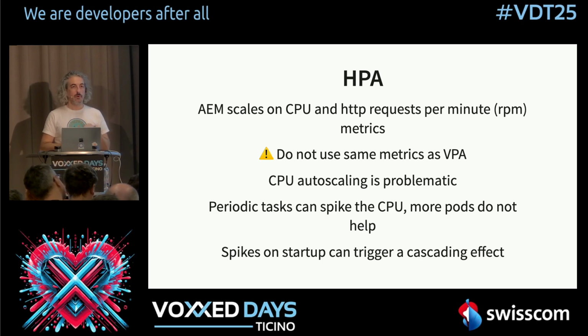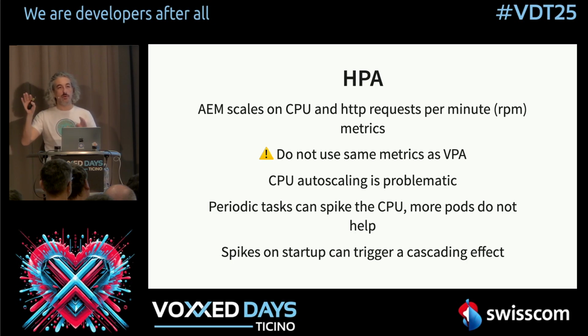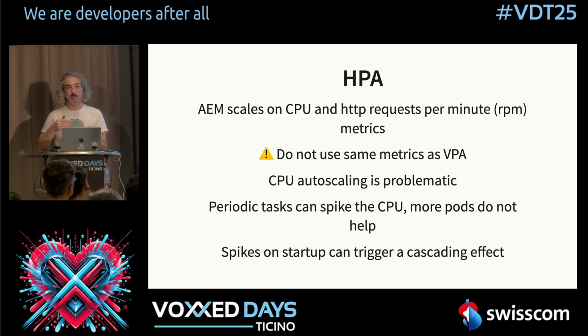CPU autoscaling is a bit problematic. For instance, for a Java application that requires a lot of CPU during a startup, we've seen where, during a startup, the CPU is through the roof. The autoscaler says, oh, I need more pods. The new pods go through the roof on the startup. And then you have this cascading effect that can cost resources. Instead of reducing resources, you are actually using more than you should.